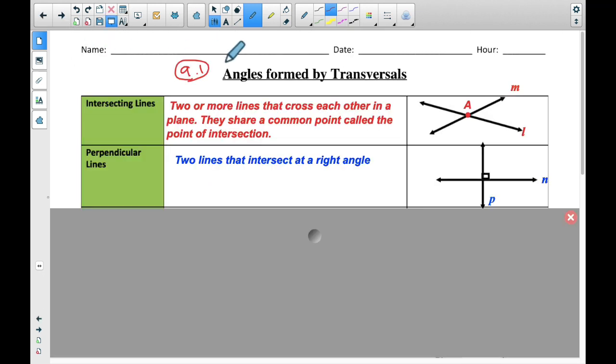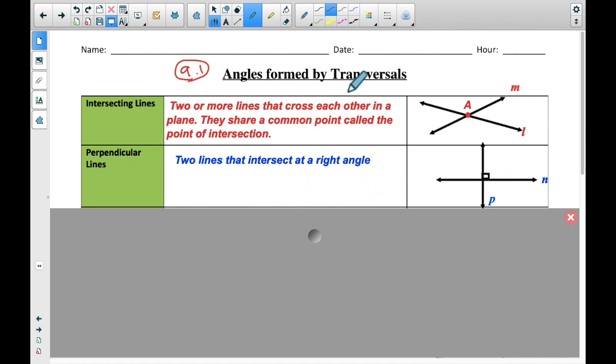This lesson today is about 9.1. A couple of review terms. Intersecting lines just means they hit each other. So two lines that cross each other. They are in the same plane and they share a common point called the point of intersection. So line M and line L intersect each other at point A. Perpendicular lines are two lines that intersect at a right angle.